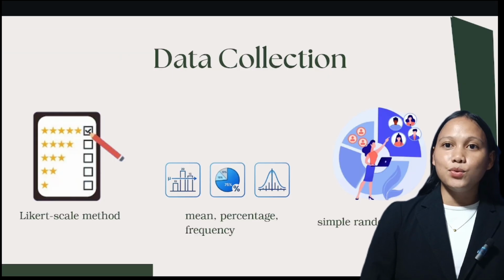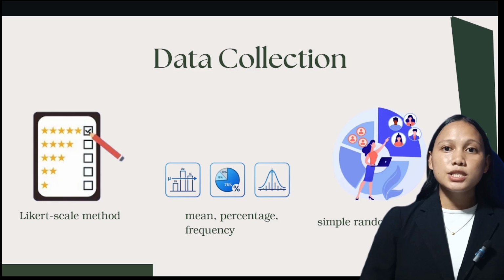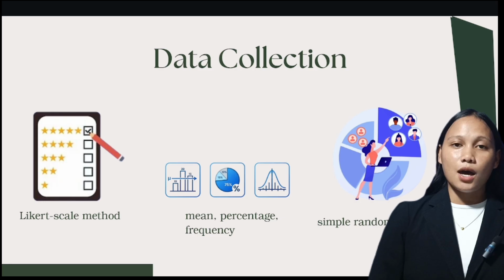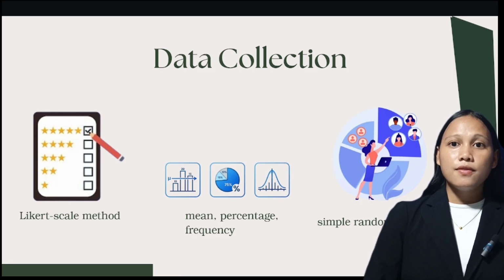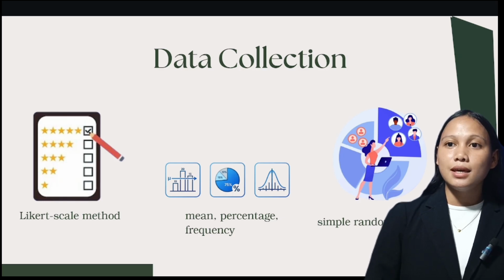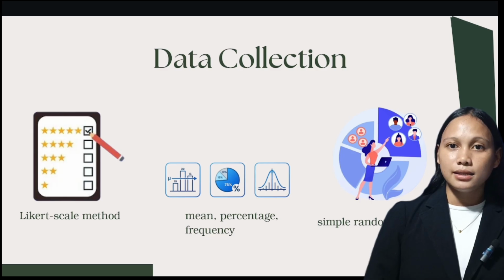The sampling technique used was simple random sampling, which means that each student had an equal chance of being selected as a respondent. The tool used in gathering data was a structured survey questionnaire with Likert scale questions. This survey measured students' awareness, perception, usability, and views on the effectiveness of two-factor authentication or 2FA. The researchers used frequency, percentage, and mean to analyze the data.